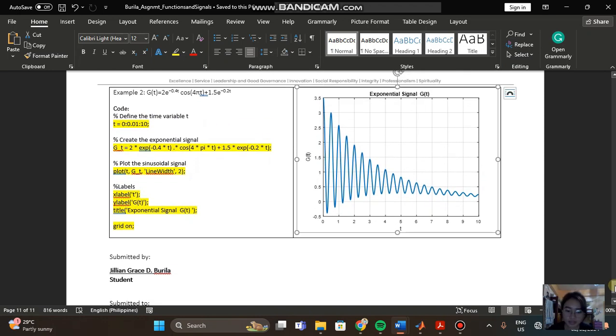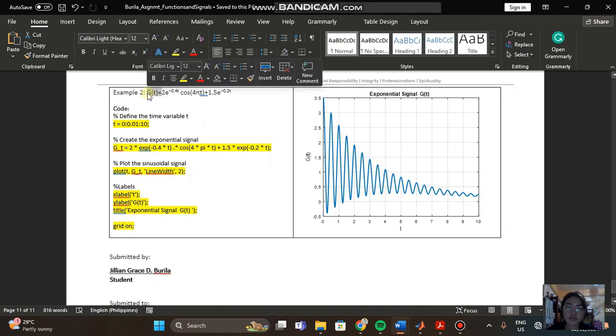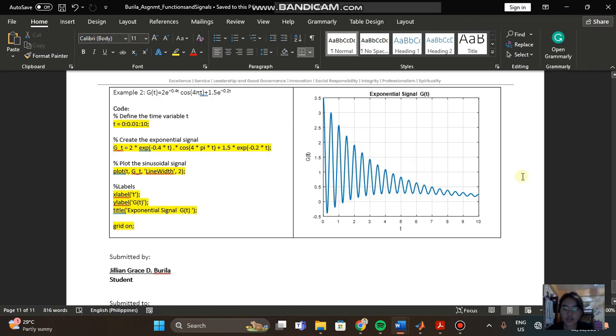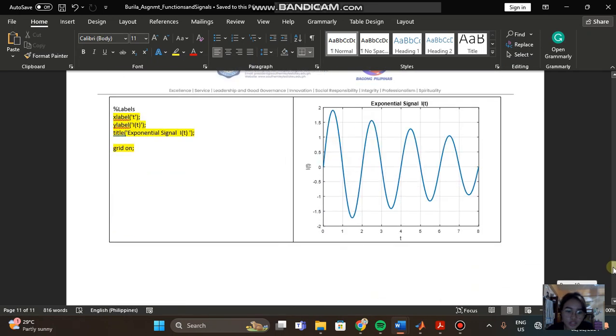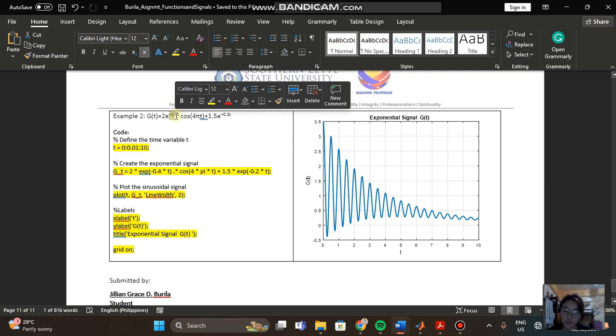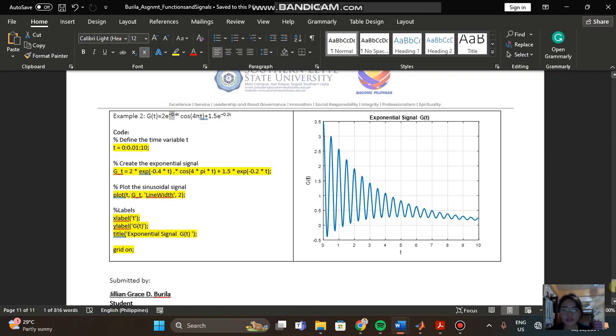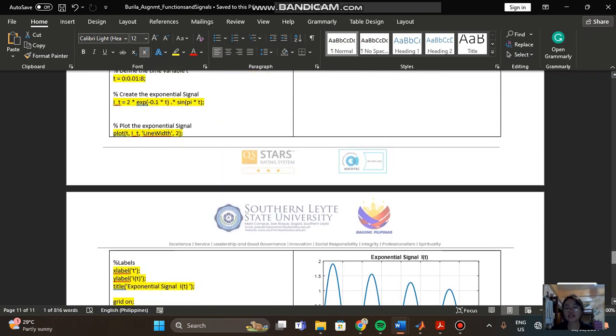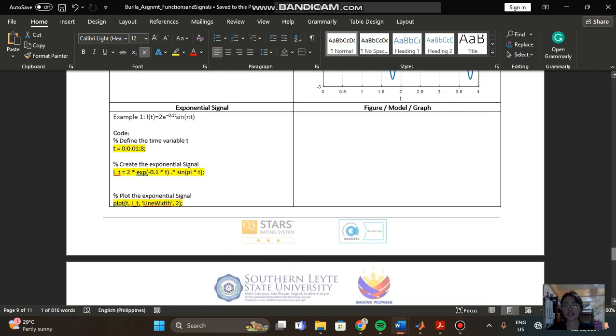So to wrap it all up, the function g of t, both functions start with an initial amplitude, undergo exponential decay, and are modulated by the sinusoidal or the cosine wave. The exponential decay, these negatives here, causes the modulation to decrease. So that's all for the exponential signal. Thank you.